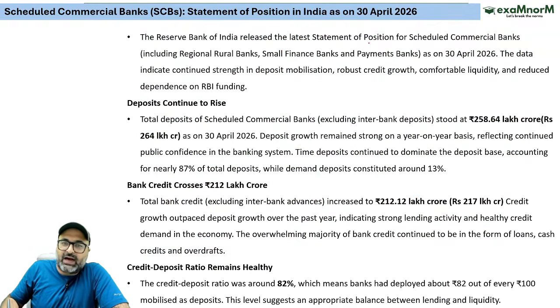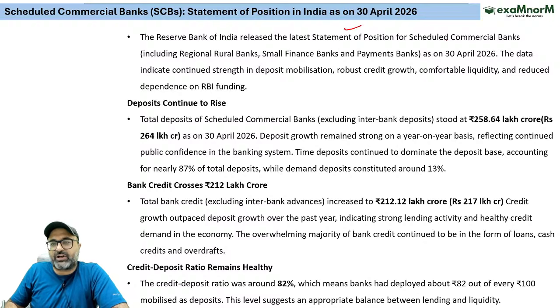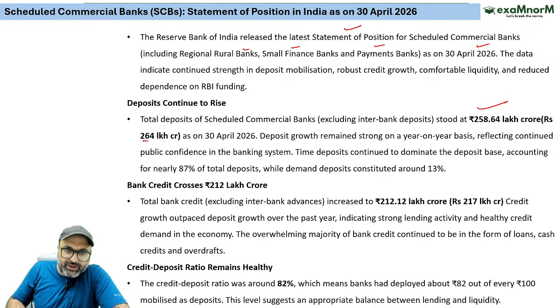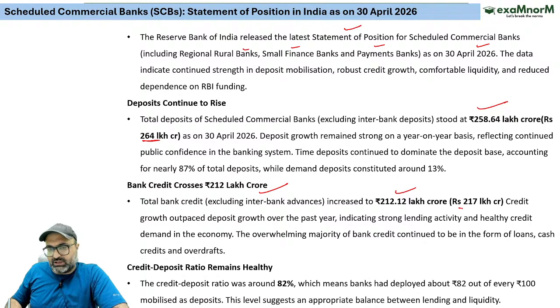उससे पहले RBI has released the latest statement of position for scheduled commercial banks including RRB, small finance bank, payment banks on 30th of April 2026. इसमें अगर हम बात करें तो it talks about the total deposit 258.64 lakh crore, including cooperative banks it is 264 lakh crore. Total loan is 212 lakh crore, including cooperative banks it is 217 lakh crores. Credit to deposit ratio is 82%.